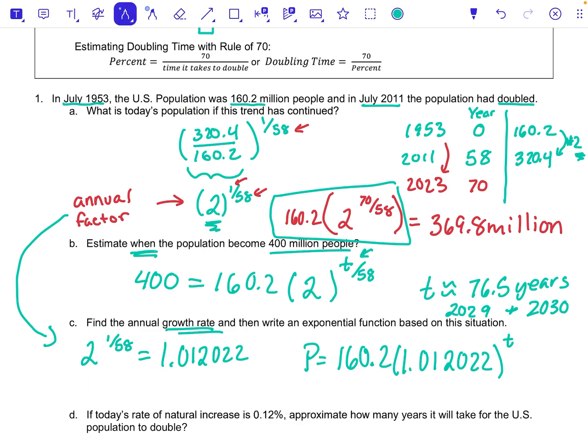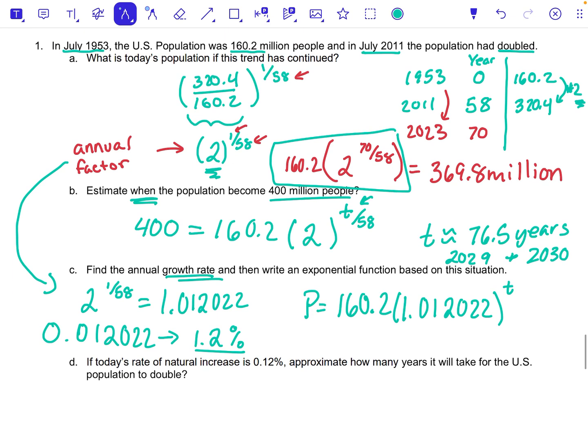So the growth rate would be the percent form of this number, which would be about 1.2%. That would be the annual growth rate according to this model. Now, that's actually much bigger than the actual population growth rate. Today's natural increase is more like 0.12%. And we can approximate how many years it will take the population to double.